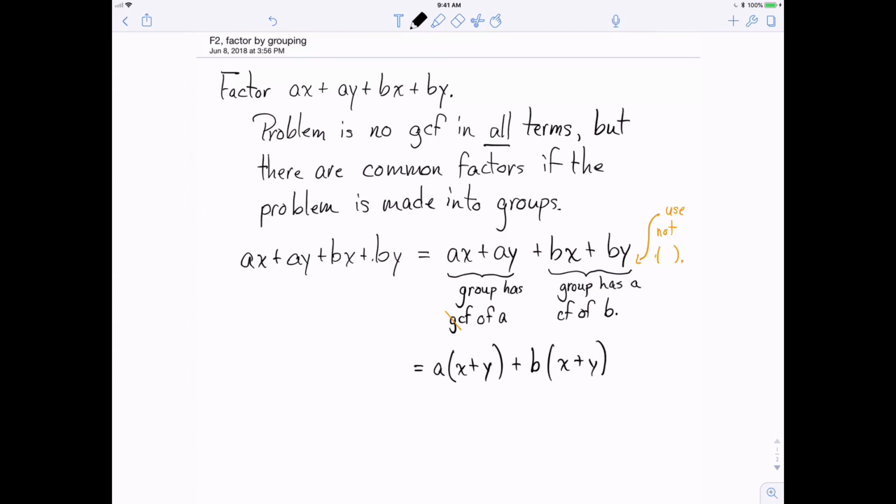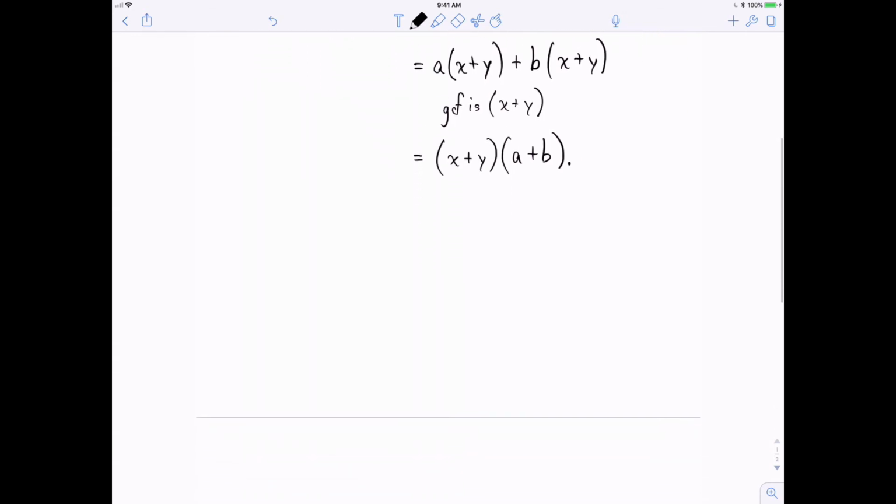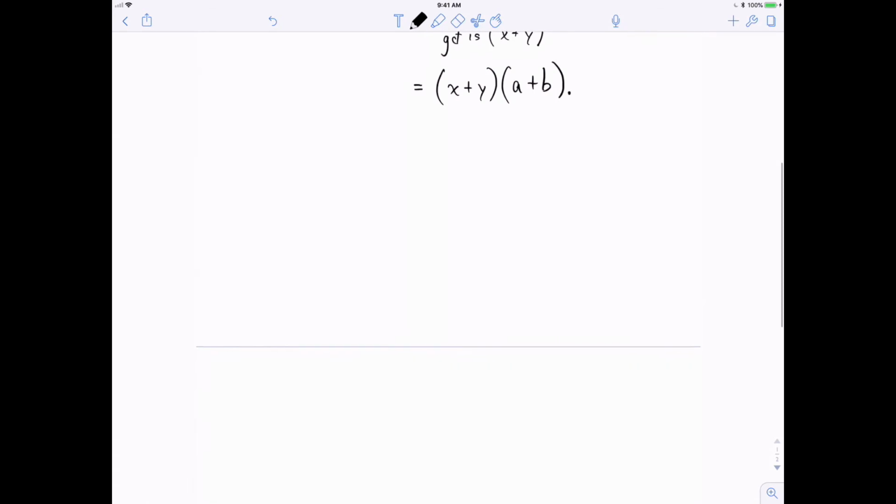But wait, look, this is like the problem in the previous video where we had a plus h in the parentheses. In other words, now the greatest common factor, and it is a greatest common factor, is x plus y. So I can rewrite the problem as x plus y, and then I write exactly what remains, which is a plus b. Let's try one more problem with some numbers, and we'll illustrate some pretty interesting ideas.